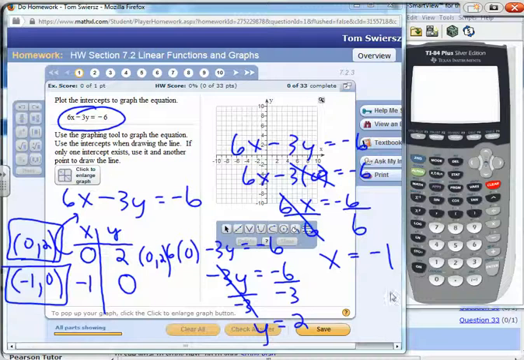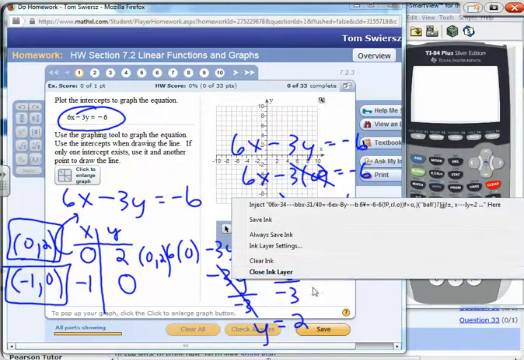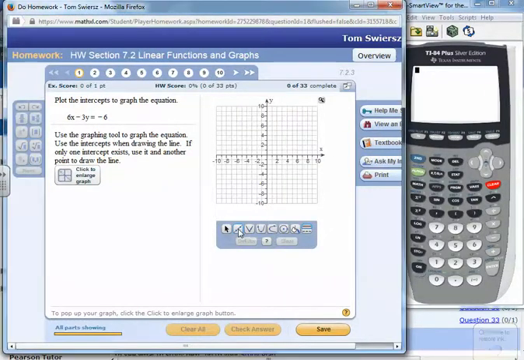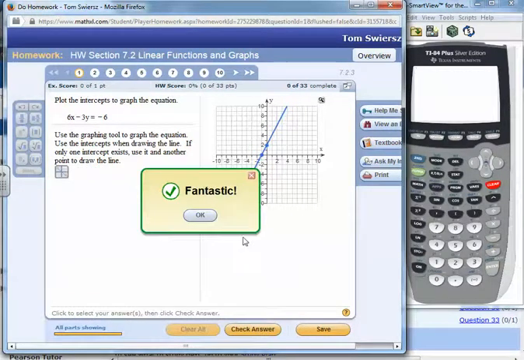Let's plot them. Now we know it's a linear equation, so it's a straight line. So we grab the line tool, which is right there, and the first point was 0, 2, so 0, up 2, there it is right there. And then from there, the other point was negative 1, 0, which is right there. So when you get to negative 1, 0, click. It automatically draws the line, and checking our answer, we get it correct.